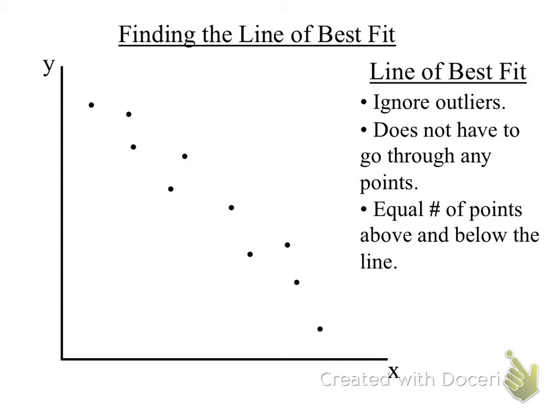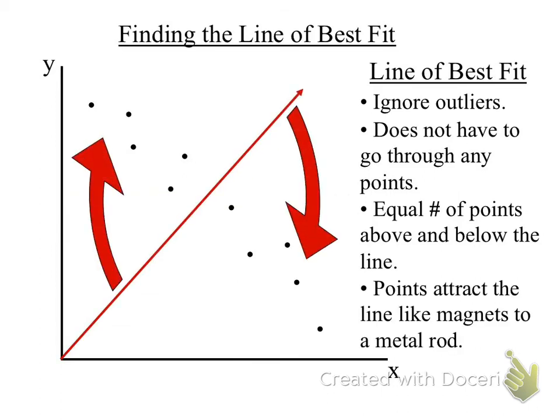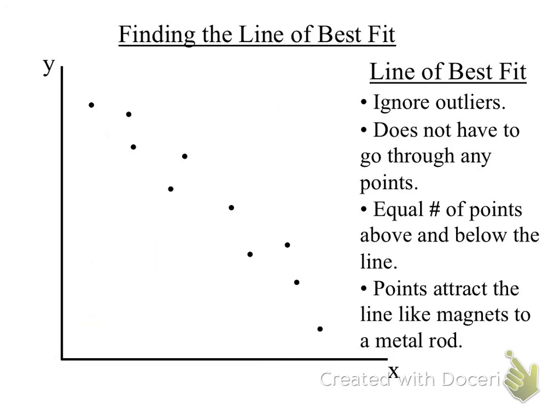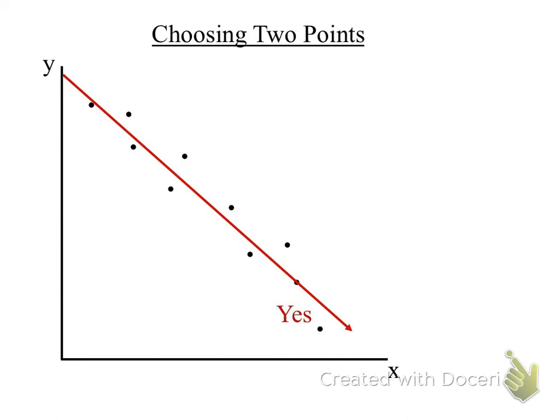Next, you do not have to go through any of the points when you draw your line of best fit. You should basically make sure you have equal number of points above and below the line. Not like this. Not like this. Not like this. But here, where you're going through it. Okay, questions? All right, when you choose your 2 points, this is going to be very important. When you choose your 2 points, if you choose them close together, look what's going to happen to your line.